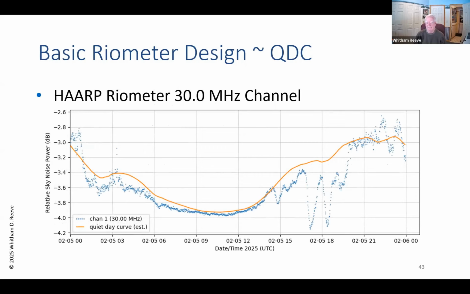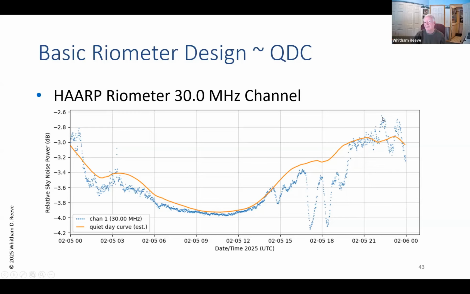This is back on the 5th of February, just 5 weeks ago or so. The orange trace is your quiet day curve, and this was developed after a few weeks of data. I think it was about 3 weeks of data. And you can see that at least in this area here, the blue trace, which is the actual received galactic background radiation at 30 megahertz, follows it pretty well. You can see there were a couple of absorption events over here toward the right. And then as we get over in this area, we see a bunch of what looks like noise.